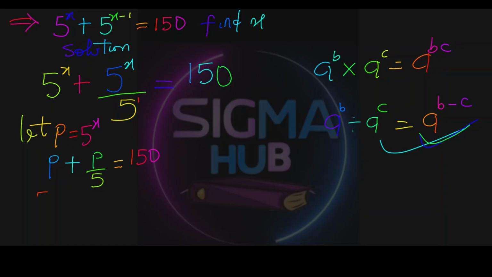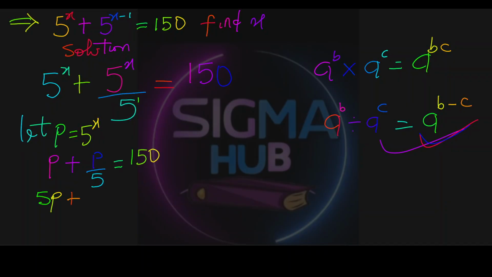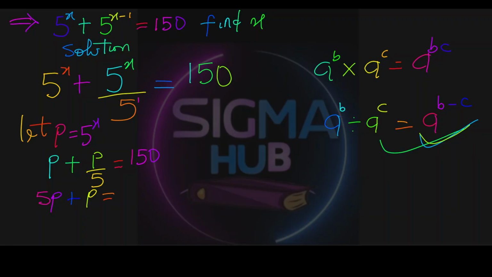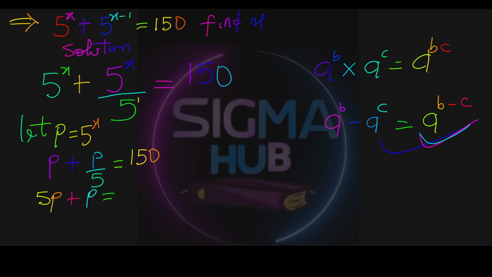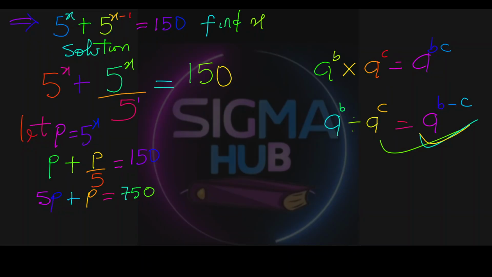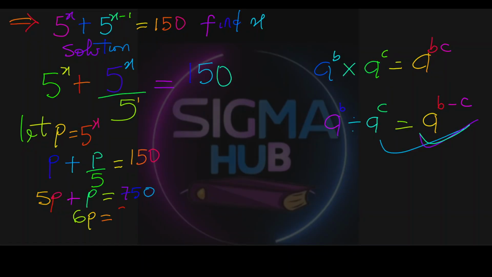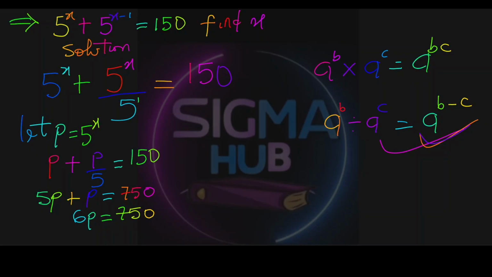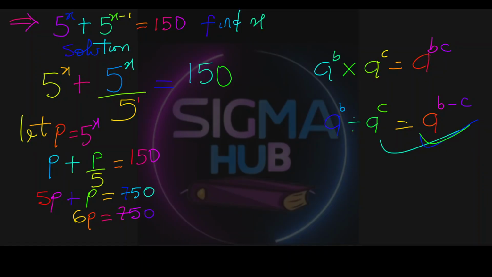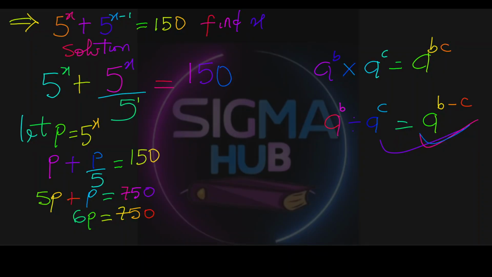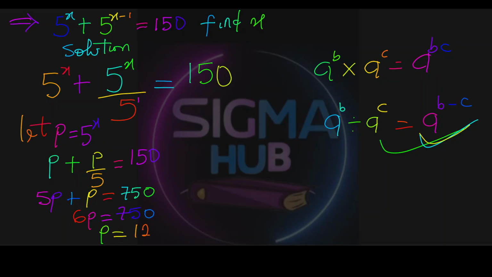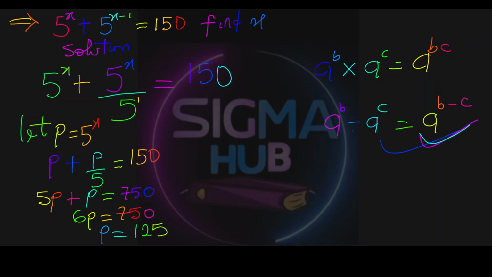So we have 5p, plus, when I multiply p over 5 by 5, it gives us plus p, equal to 150 times 5, which is 750. And of course, 5p plus p is 6p. So 6p equal to 750. Now, how do we get p? We have to divide both sides by 6, which gives us p equal to 125.